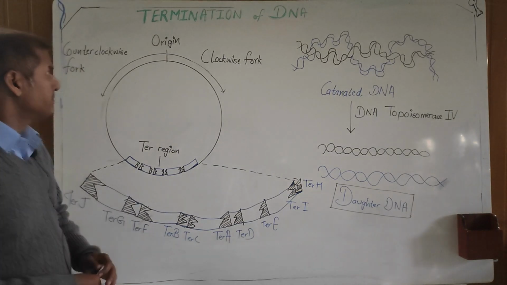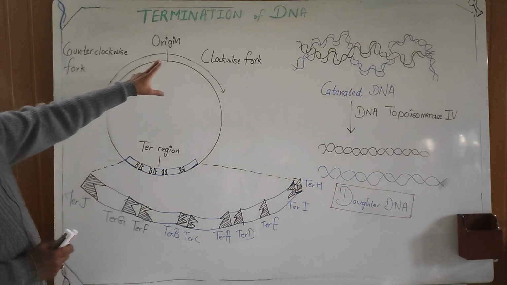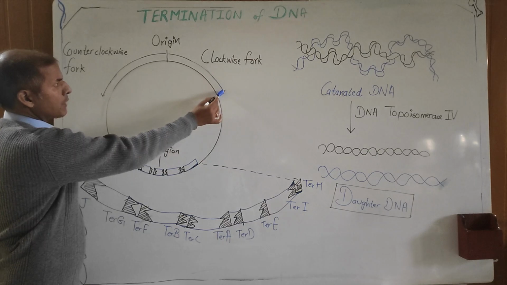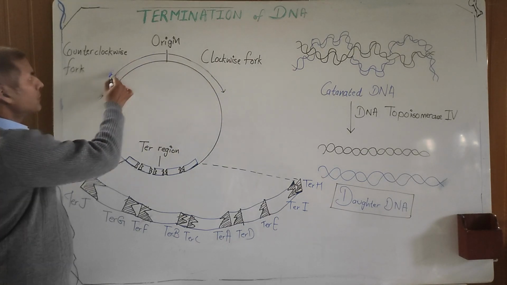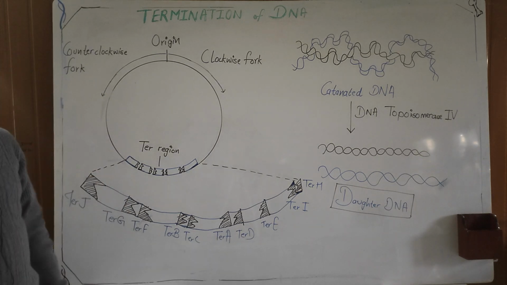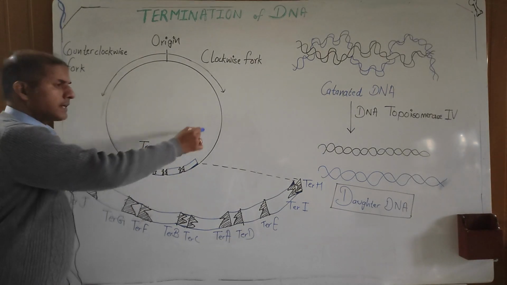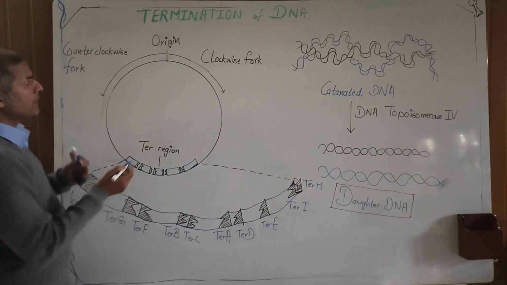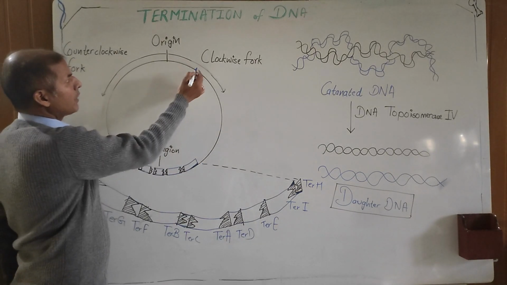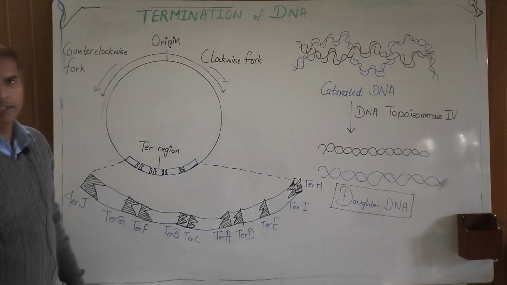So, we know that in the elongation process, the replication fork moves in both clockwise and counterclockwise directions, because in prokaryotic DNA replication, the DNA is already circular in nature. So, two replication forks move in opposite directions. One moves in the clockwise direction, another moves in the counterclockwise direction.